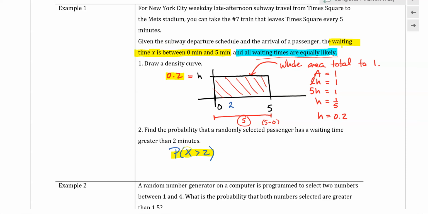Because then, to answer part 2, I say, okay, well, there's the 2-minute mark. Again, I was interested in finding the probability of someone showing up to the train station and having to wait more than 2 minutes. That was all this distance right here. That's the probability that you're waiting more than 2 minutes.